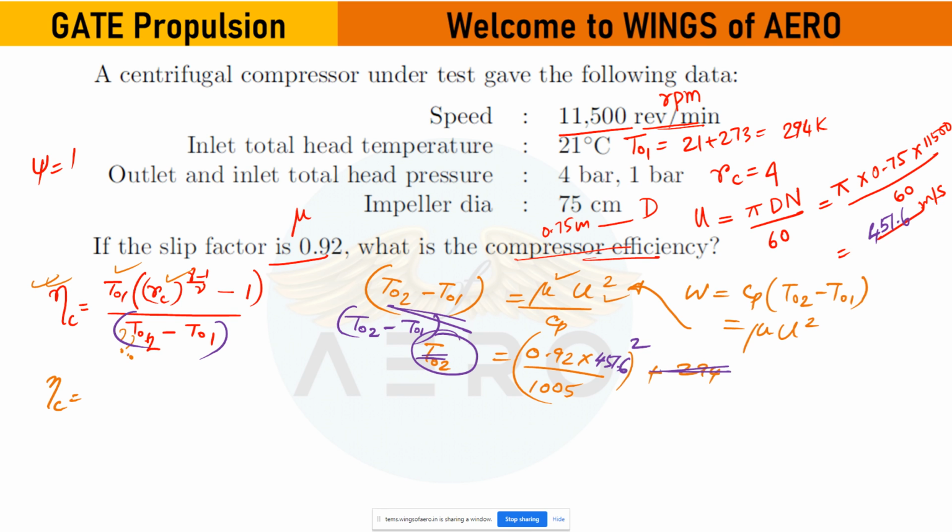Point 76. 0.76. 0.7662, right? That means 76.62 percentage, right? All of you are getting the same answer? Yes, ma'am. 0.76.